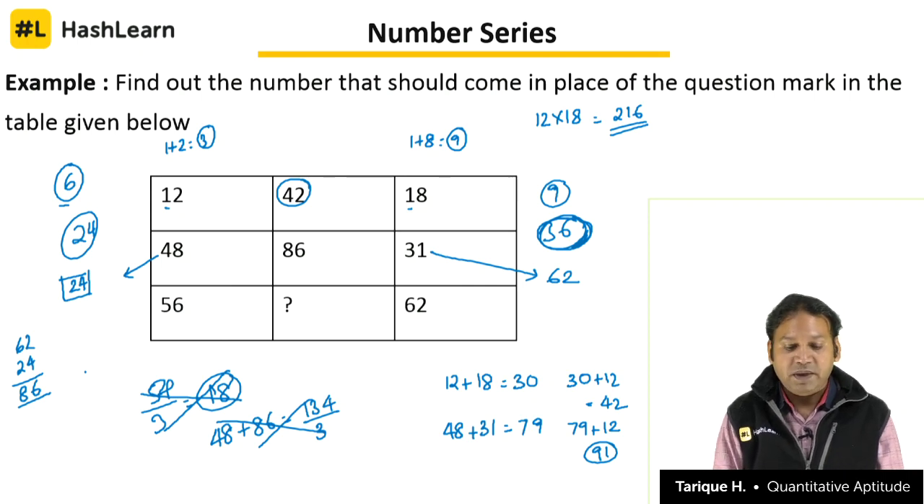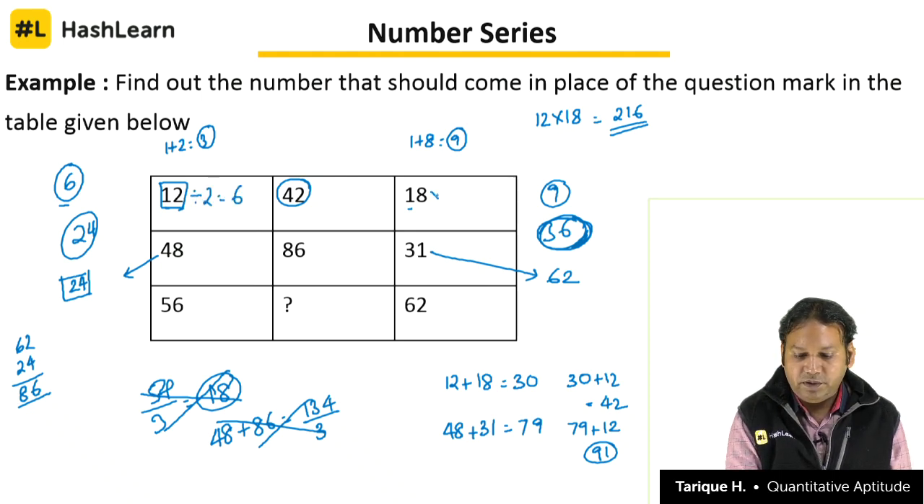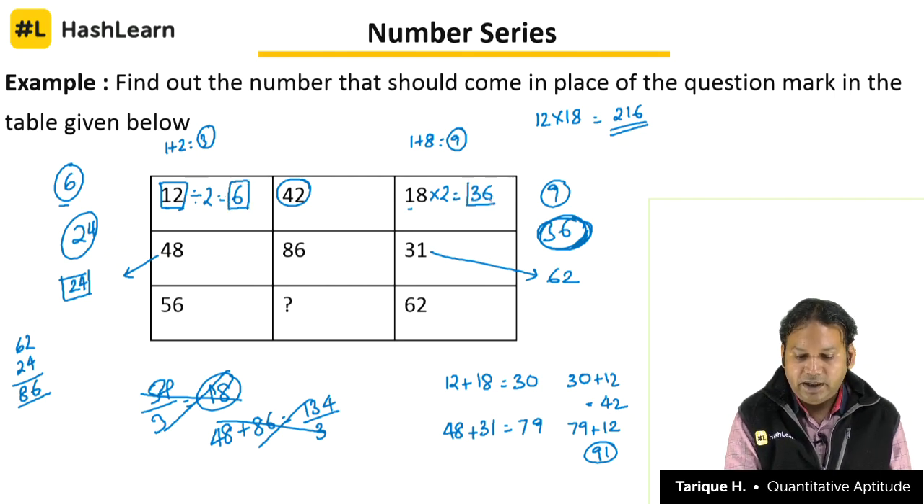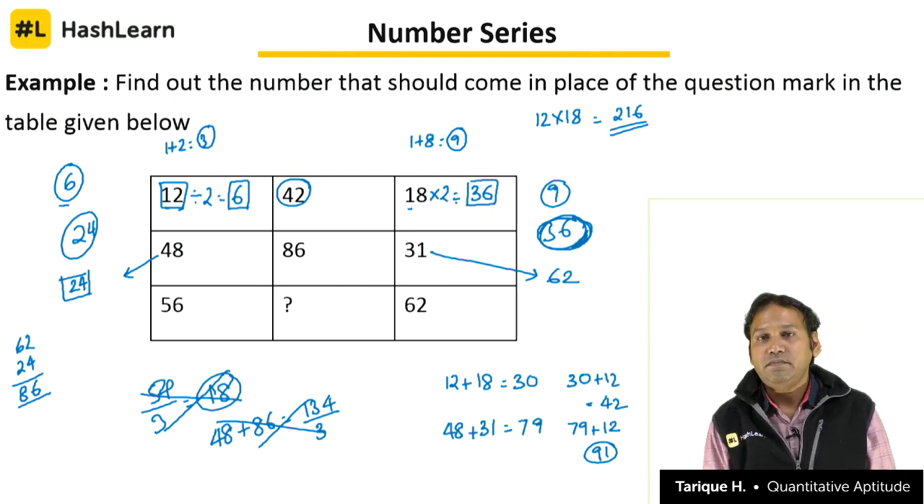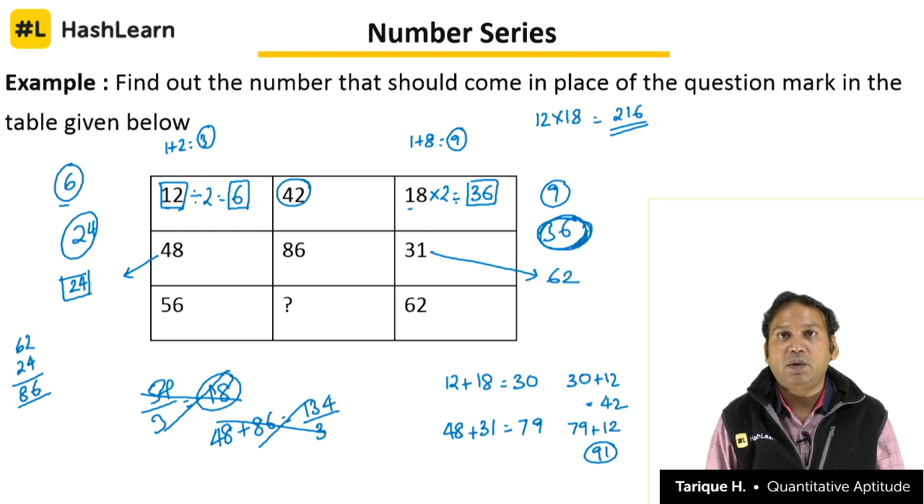So what is the final logic? The first number you would divide by 2. The third number you multiply with 2. And this 6 and this 36 you add to get 42. So it is not that the moment you see the question in the exam you will know this is the logic. That is not the case. Understanding? That is not how it works.